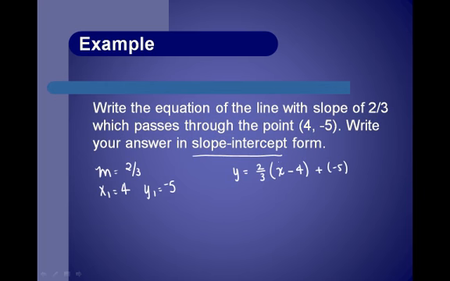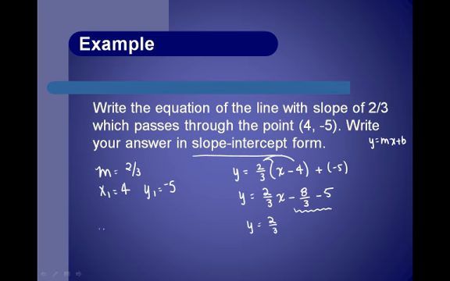Now because they tell us slope-intercept form, our y equals mx plus b, which means there's no parentheses, so we need to clean this up a little bit. So we get y equals 2/3 times x is 2/3 x. 2/3 times a -4 would be -8/3 plus a -5, so I'm just going to call that -5. Now we've got to go through and combine our like terms. So we've got a negative 8/3 minus 5 that we need to combine.